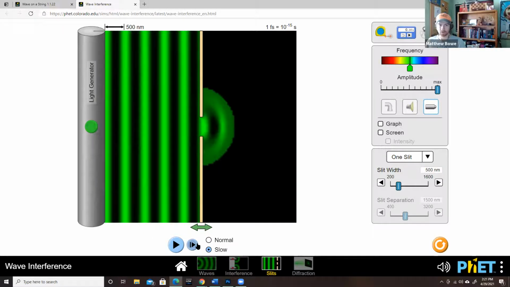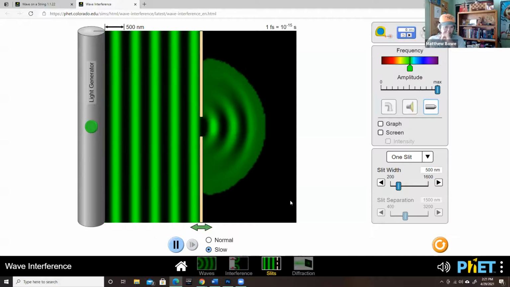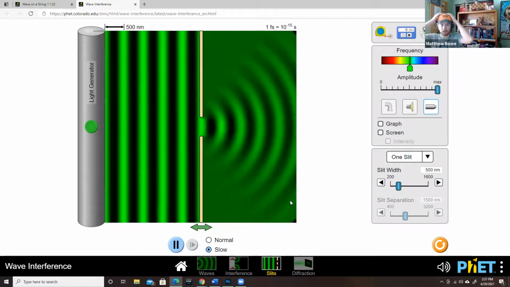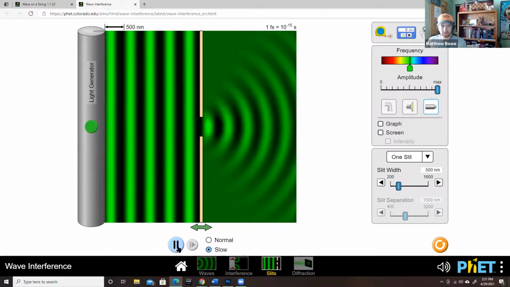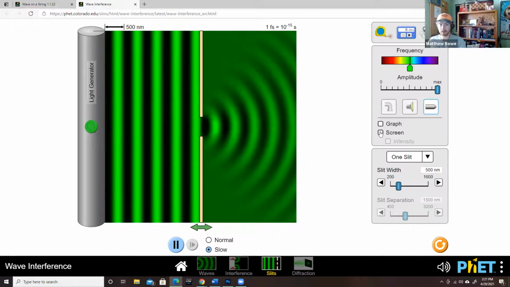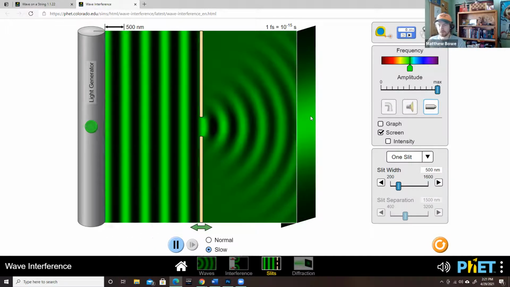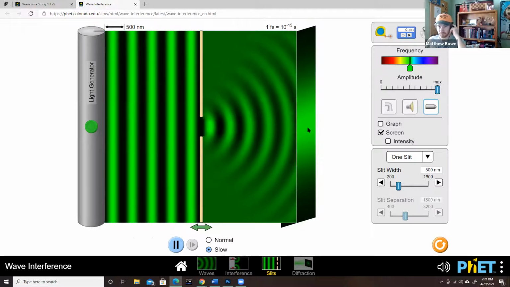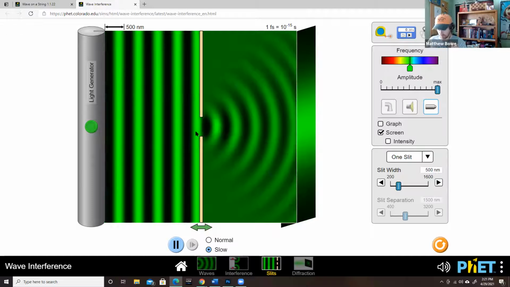And it ripples outward like this. So let me play it. And we have this effect where, let me put the screen up behind it. So there's a wall behind this, and this is what it would look like on that wall. Bright region right behind where the light passes through the hole.